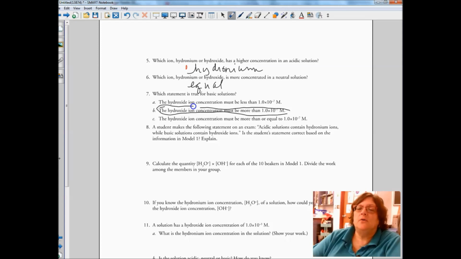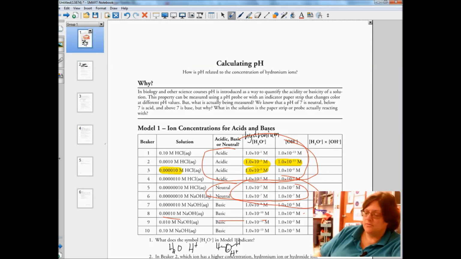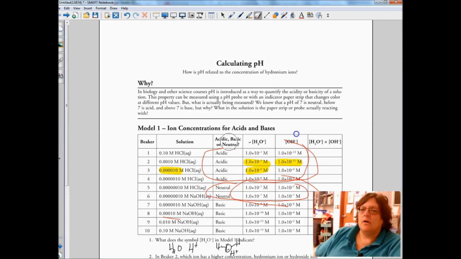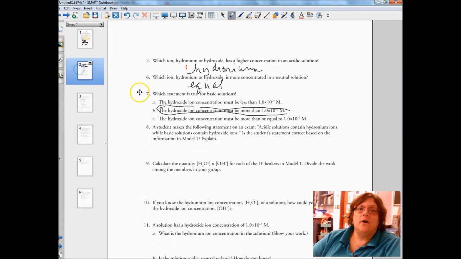The student makes the following statement on an exam. Acidic solutions contain hydronium ions, basic contains hydroxide ions. Is this true or false based on this information? Well, if we look, all of our acids have hydroxide in them, just not very much. Same thing with our bases. They all have hydronium ions in them, just not very much. So this is a false statement.